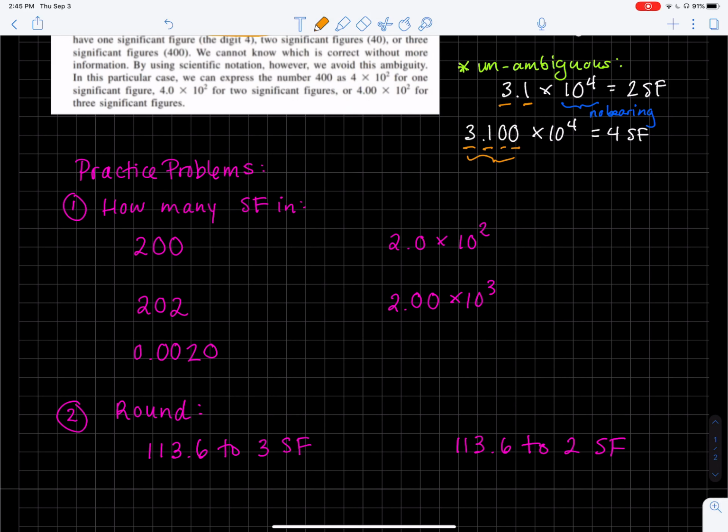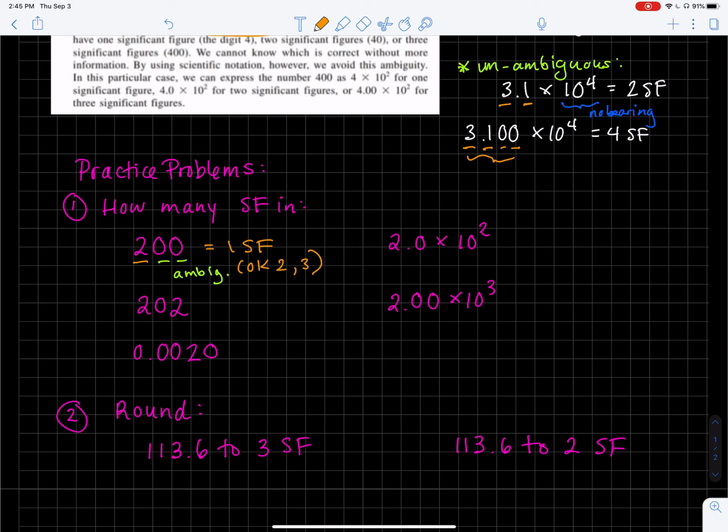Okay, so 200. This is definitely significant. These are ambiguous. So I would say this is 1 sig fig, but it's also okay to say 2 or 3 if you thought one or both of those zeros might be significant. It's a bad way to write that number. Actually, over to the right, here's a good way to write that number.